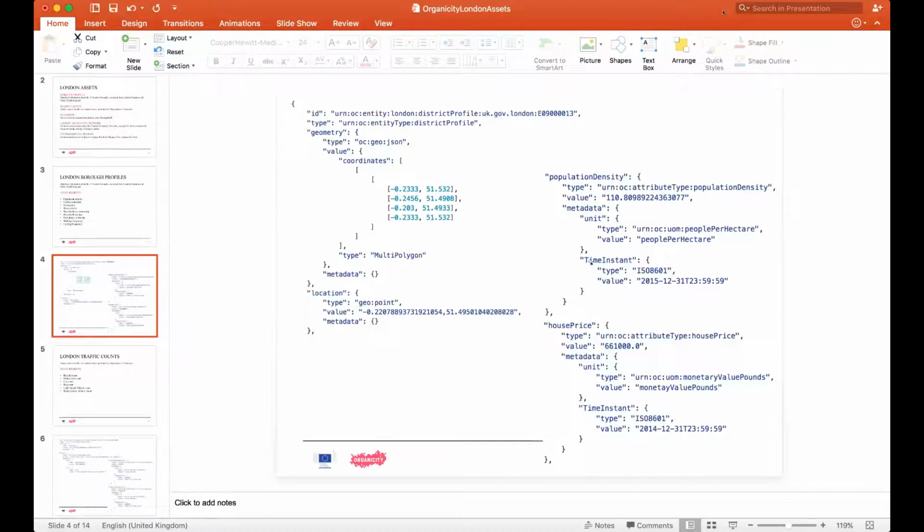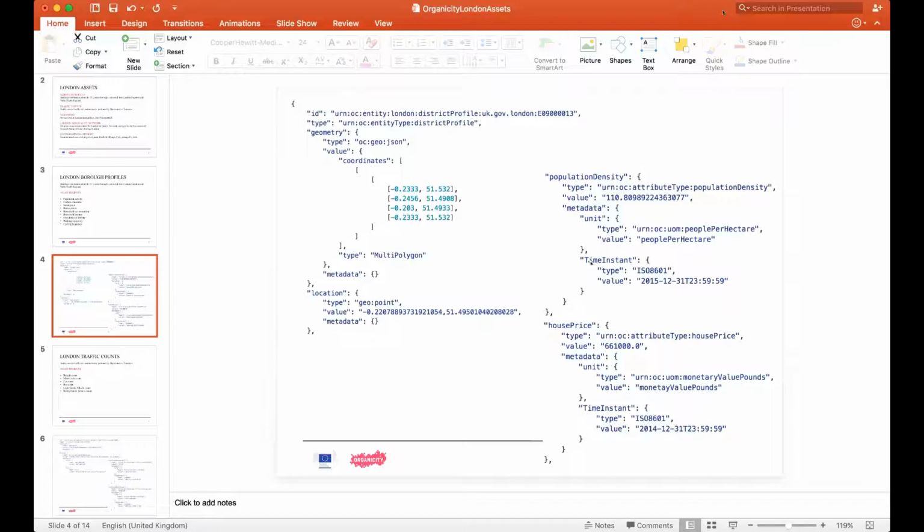Okay. So this is a bit of cutting and pasting of the JSON result for one London borough, and we can see there we have the geometry of the borough. We actually have here a triangle representation of the borough, just to use less space. But in the actual API, you get the actual polygon for the geometry of the borough, and in the location attribute, you'll get the centroid of that polygon.